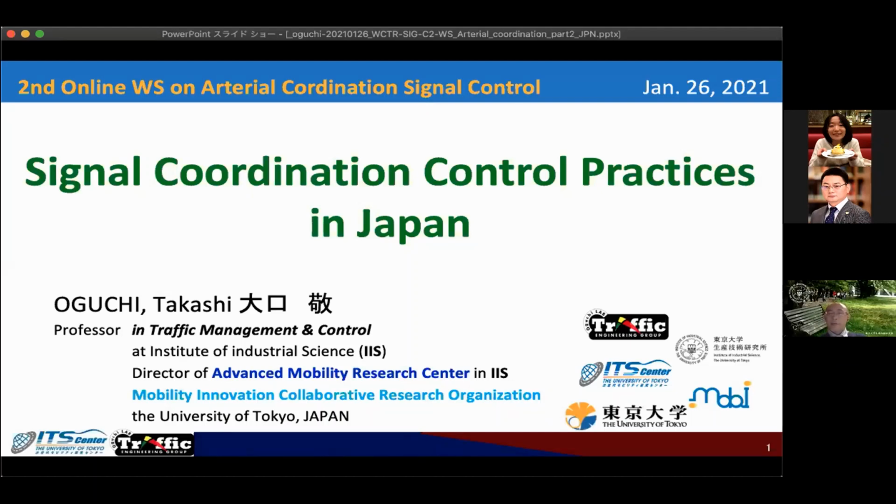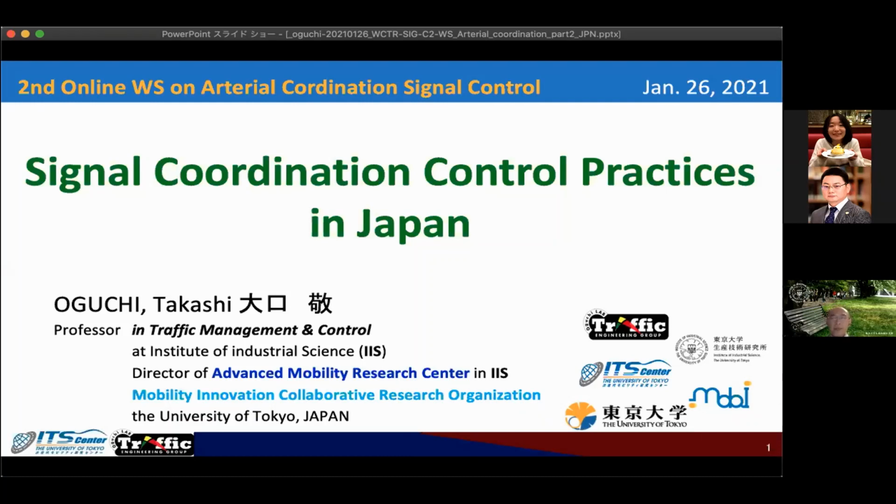All right. Thank you for your participants and kind introduction of me. I'm presenting the practice in Japan for signal coordination. My name is Takashi Oguchi from the University of Tokyo. And as Kishan kindly introduced me, I'm now leading the so-called Advanced Mobility Research Center in my institution. This is the Institute of Industrial Science of the University of Tokyo.